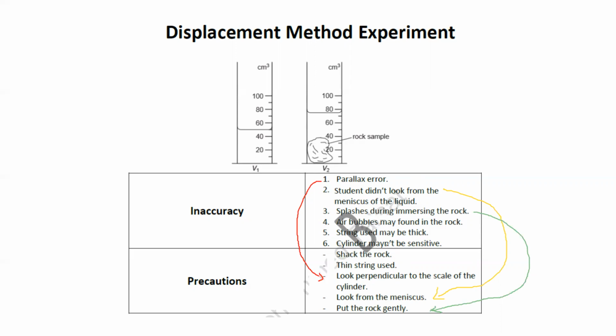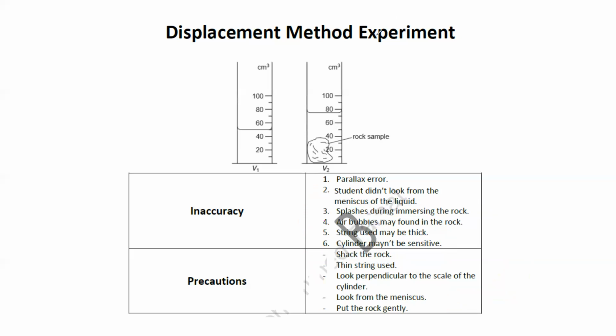The string is there, and a thick string is used. How can we avoid that? We should use a thin string. Shape the rock, meaning make it small or smooth or a regular shape. This one matches because some air bubbles might be found in the rock. How can we remove those air bubbles? By shaping the rock so that it is small and not able to trap any air bubbles.